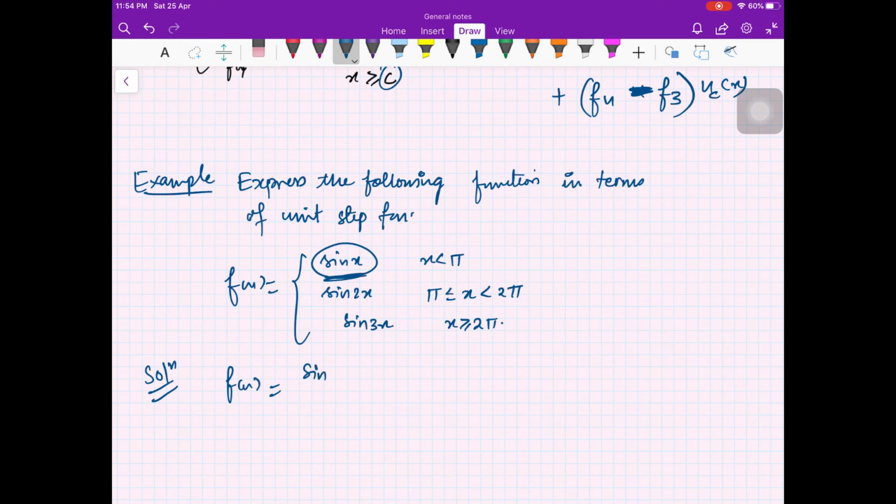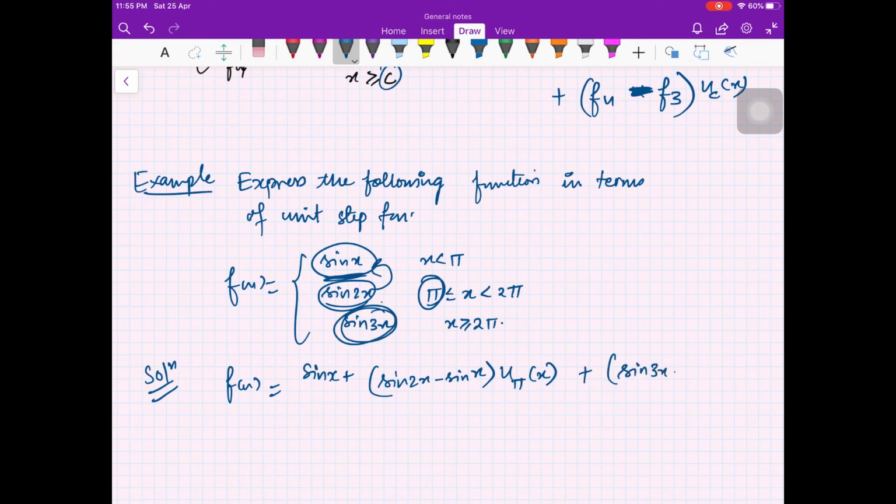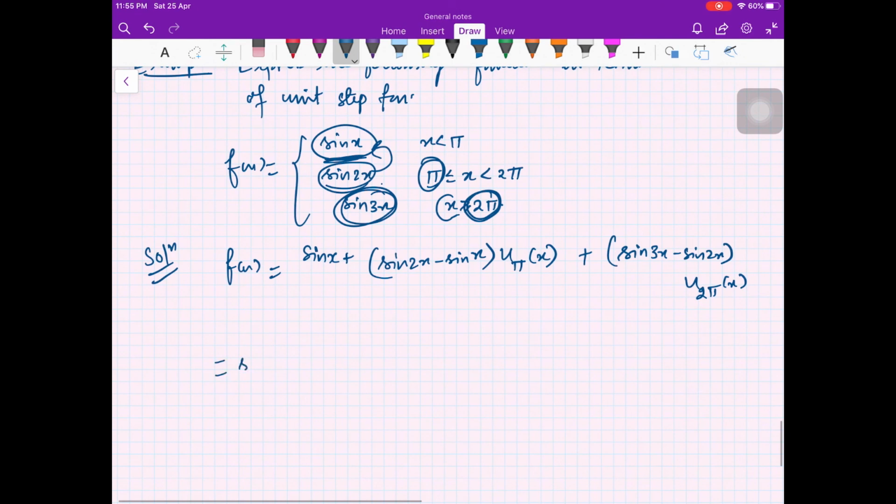You can just write f of x as, I told you, f1(x) plus f2(x) minus f1(x), that is sine 2x minus sine x, into the unit step function at pi, right, plus f3 minus f2, that is sine 3x minus sine 2x, into unit step function at the next point, that is 2 pi, right?